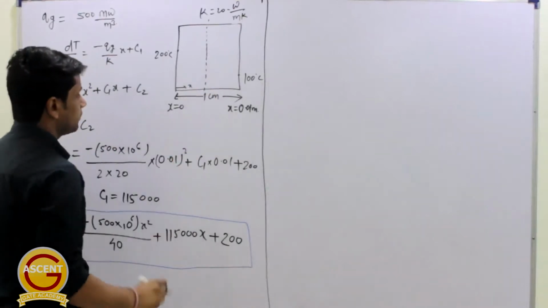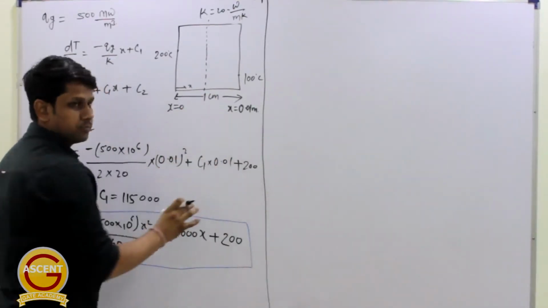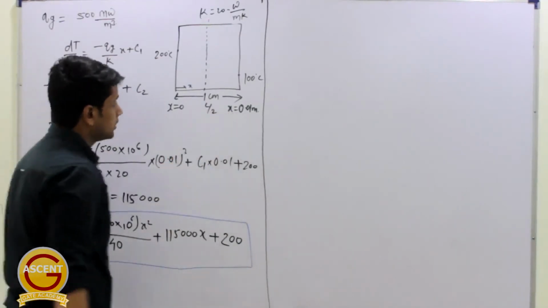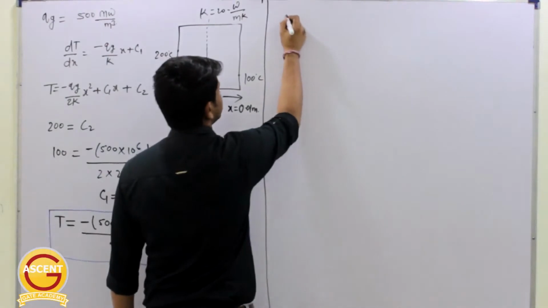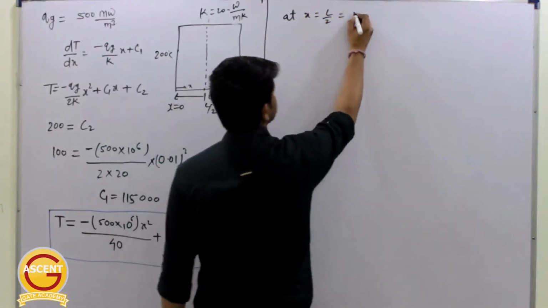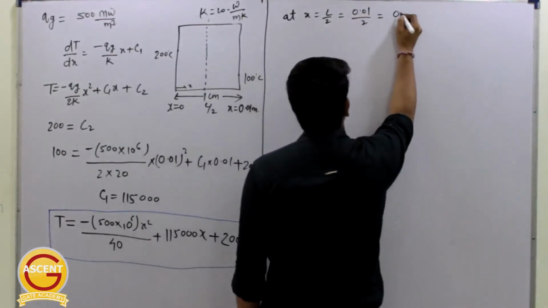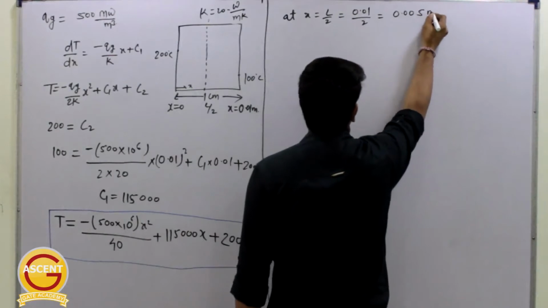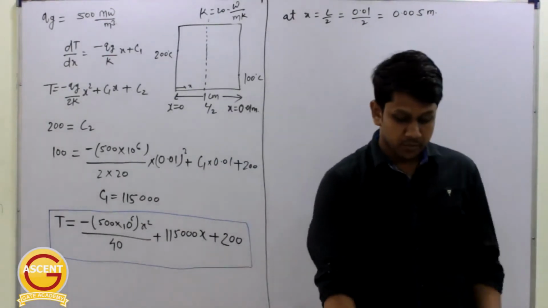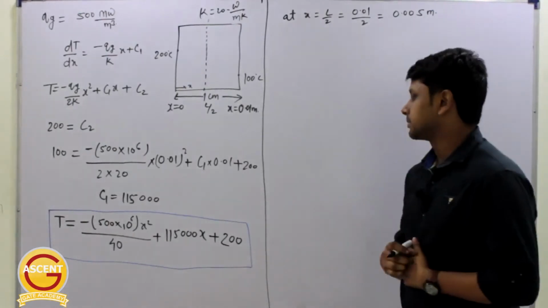What will be the value of x at the center of the plate? It will be 0.01 by 2, because it will be L by 2, right? L value is 0.01. So we want to calculate temperature at x equal to L by 2, which is nothing but 0.01 by 2, and which will be equal to 0.005 meter. Correct? So this is our question. We have to calculate this temperature at x equal to 0.005 meter.